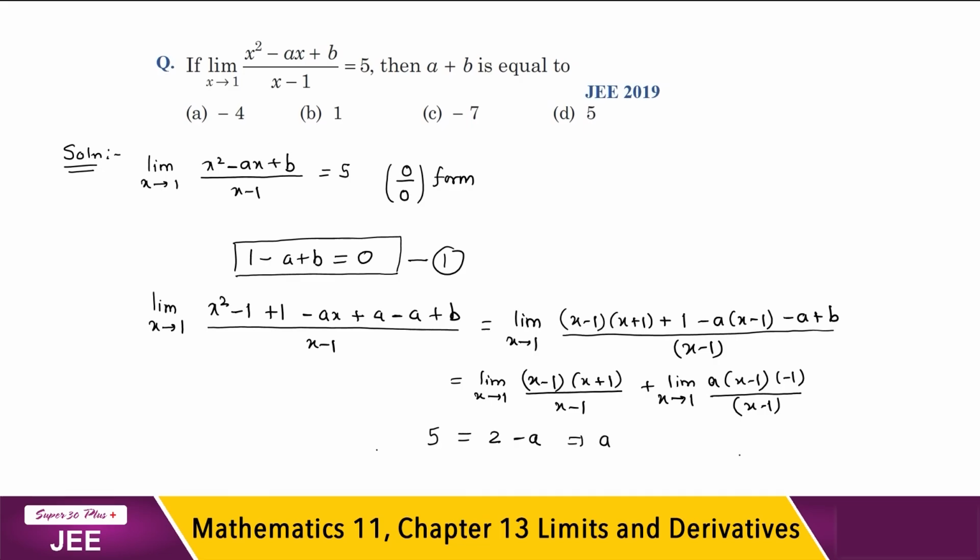So we can have from here the value of a equal to minus 3, and from relation number 1, when a is substituted as minus 3, this becomes 4 plus b equals 0. So b comes out to be equal to minus 4, and we were required to find a plus b, so a plus b is equal to minus 7. So corresponding to this, we have the correct option in choice C. Alright students, I hope everybody must have understood this question.